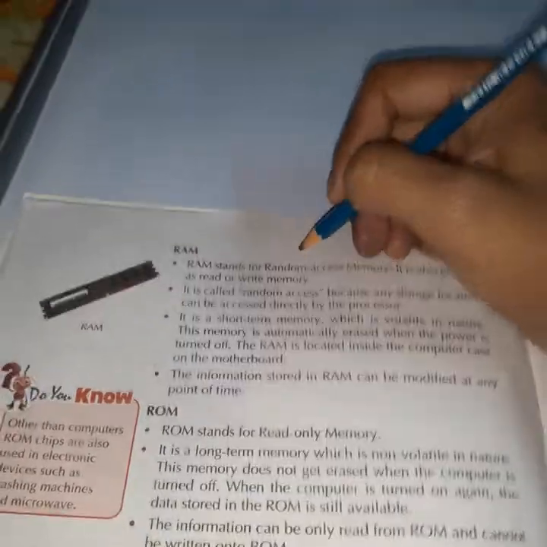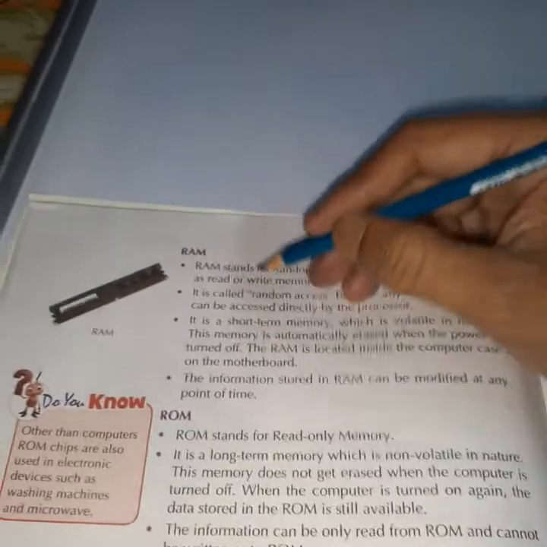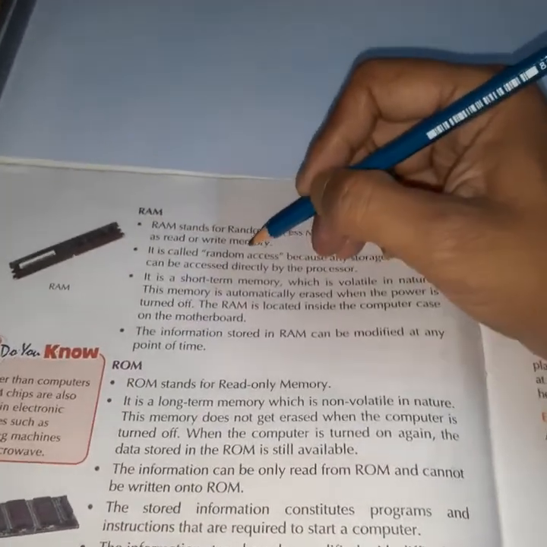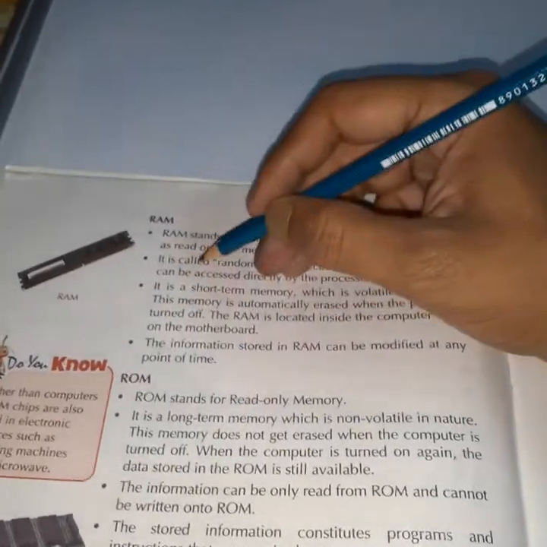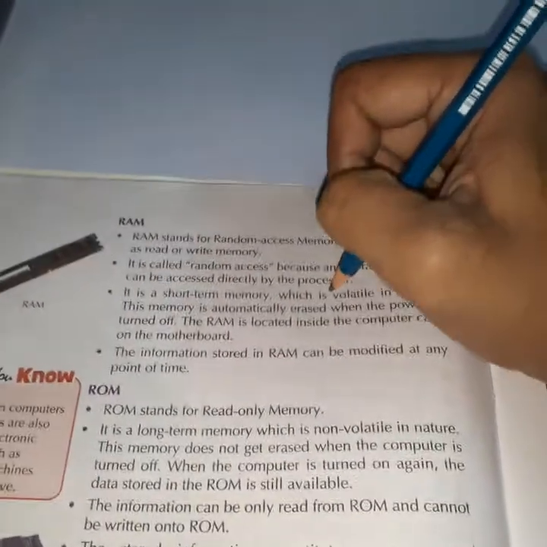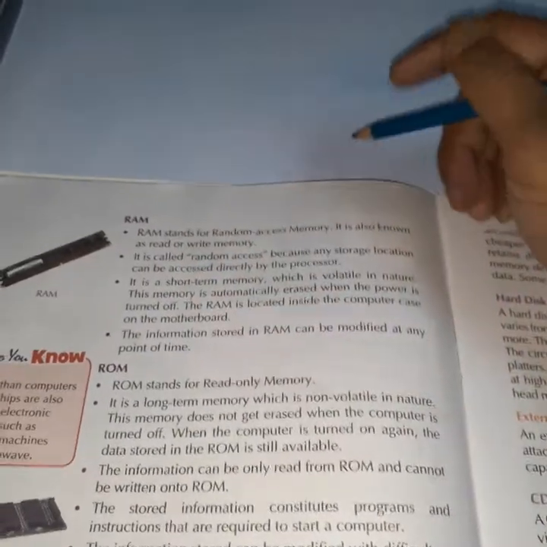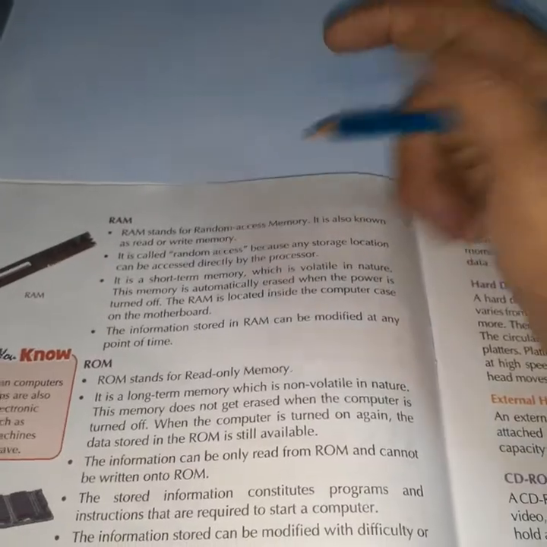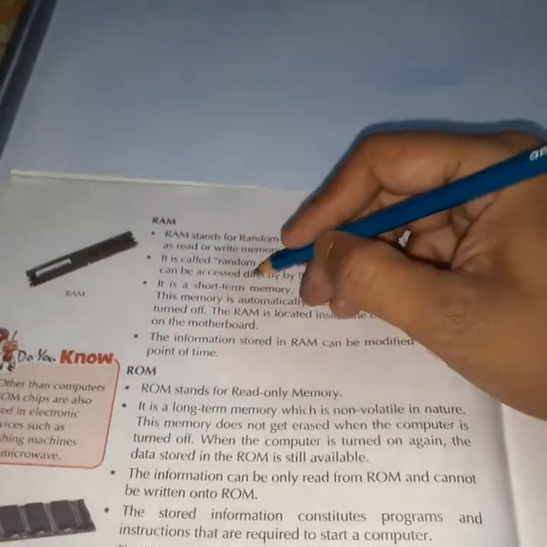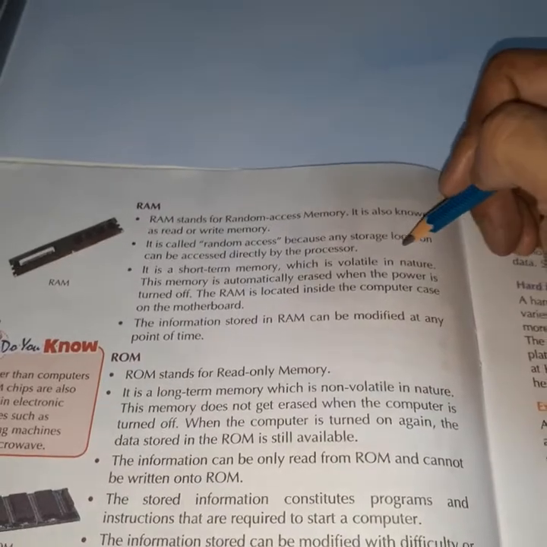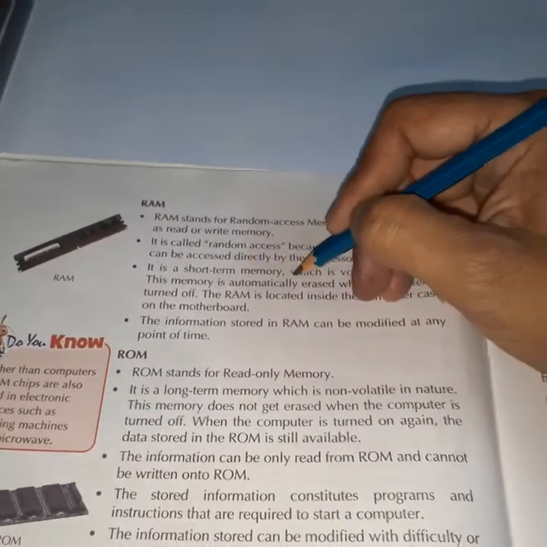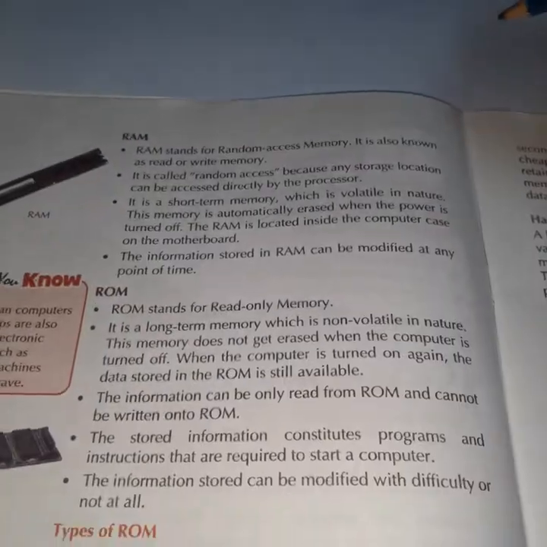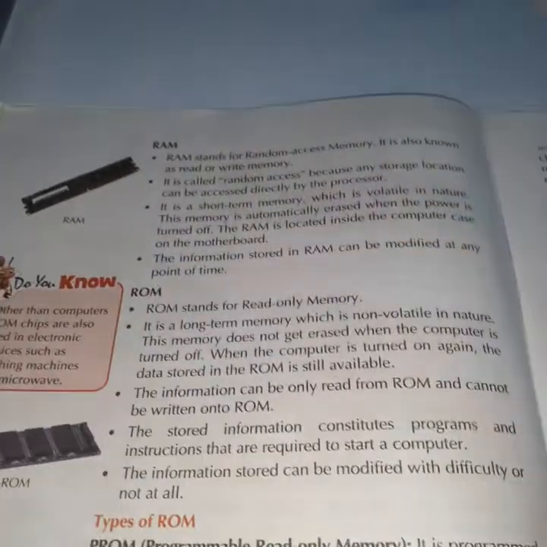RAM stands for random access memory. It is also known as read or write memory. It is called random access because any storage location can be accessed directly by the processor. It is a short term memory which is volatile in nature. This memory is automatically erased when the power is turned off. So when you turn off the computer, this memory is automatically erased.